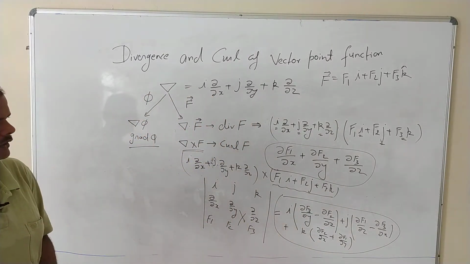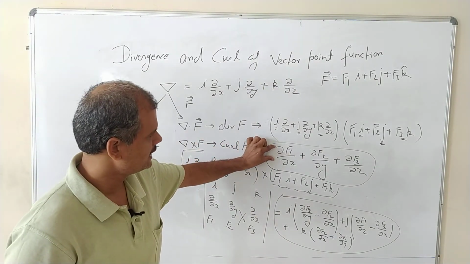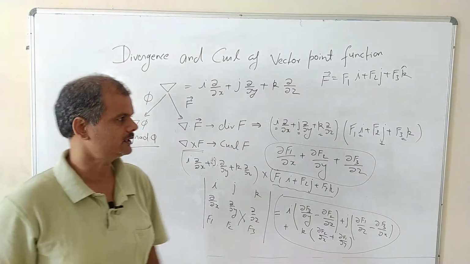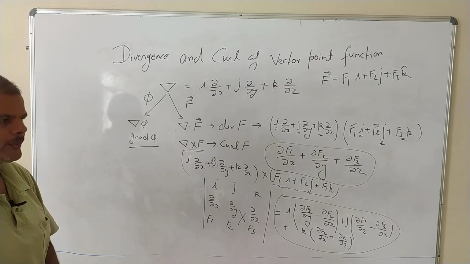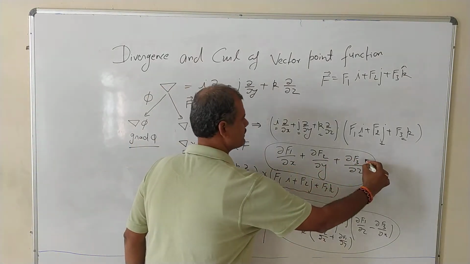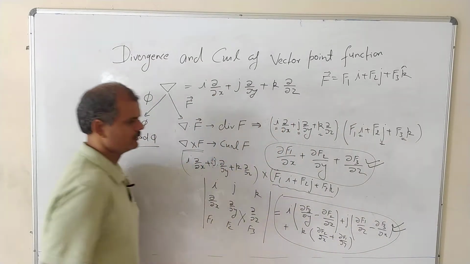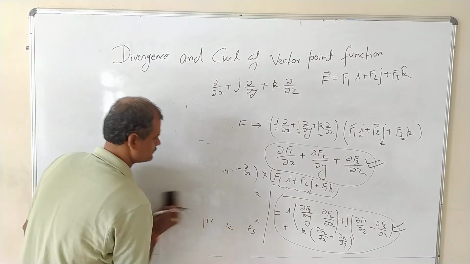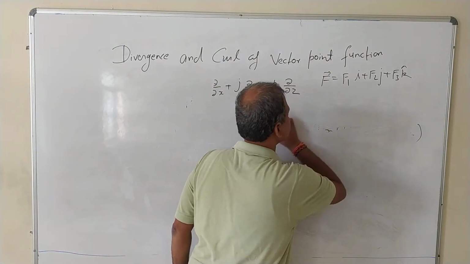So the divergence of f will be a scalar and the curl of f will again be a vector. So this is the definition of divergence and curl of the vector point function. This is the divergence and this is your curl. Fine. Okay. Let us see one example of this gradient, divergence and curl.